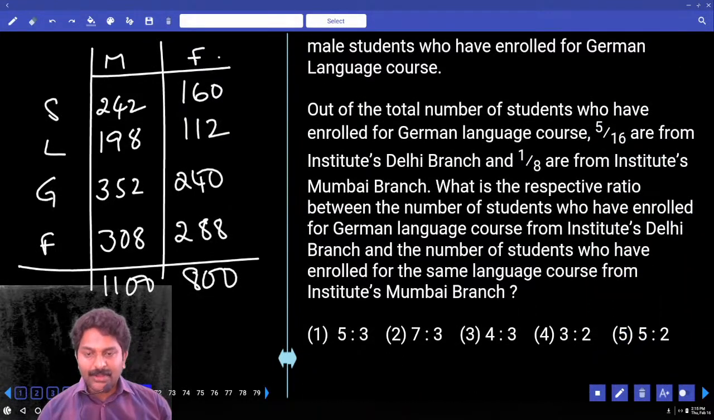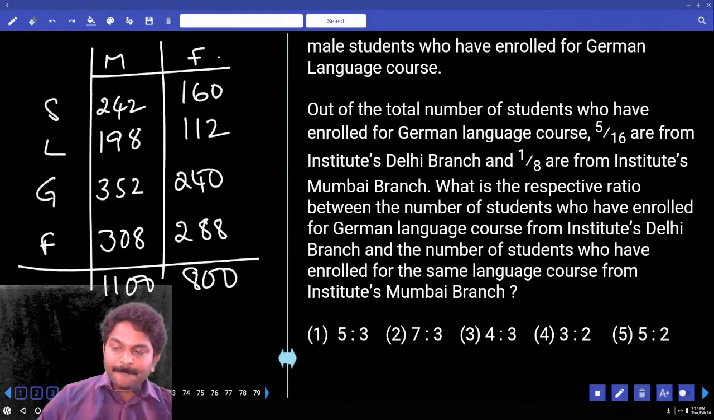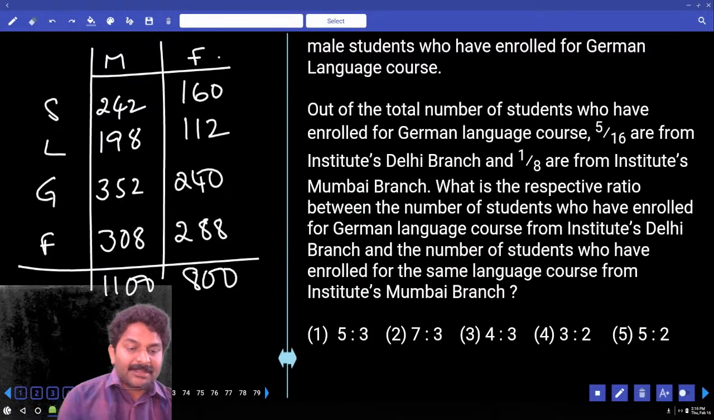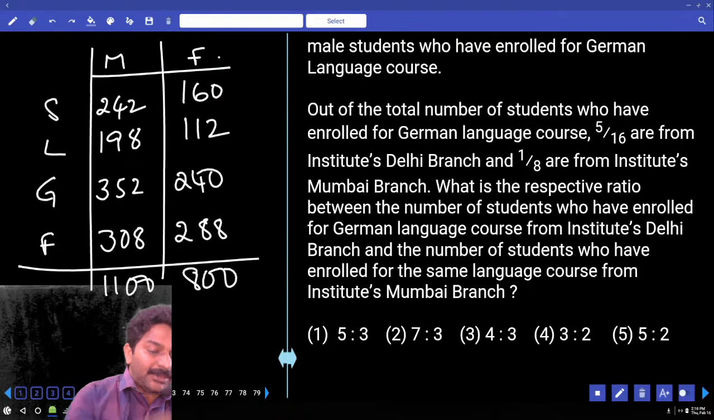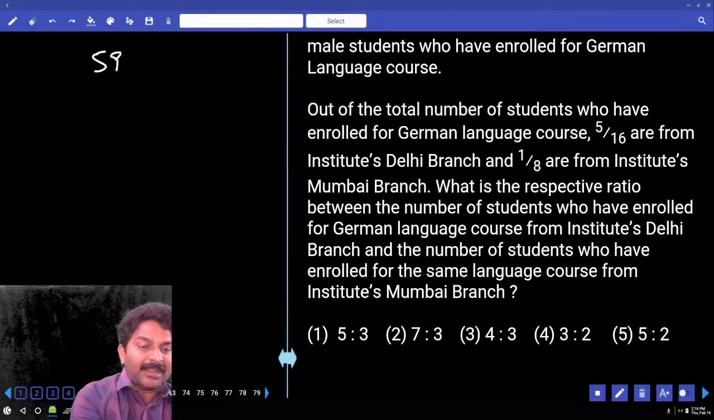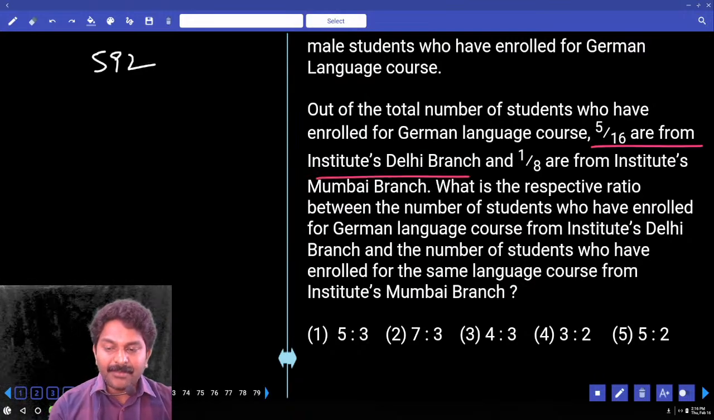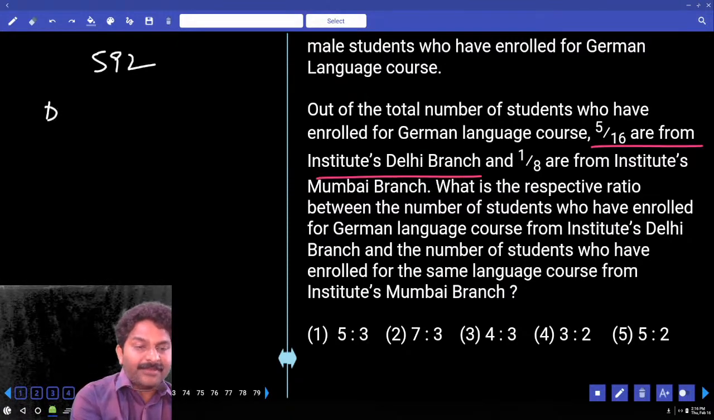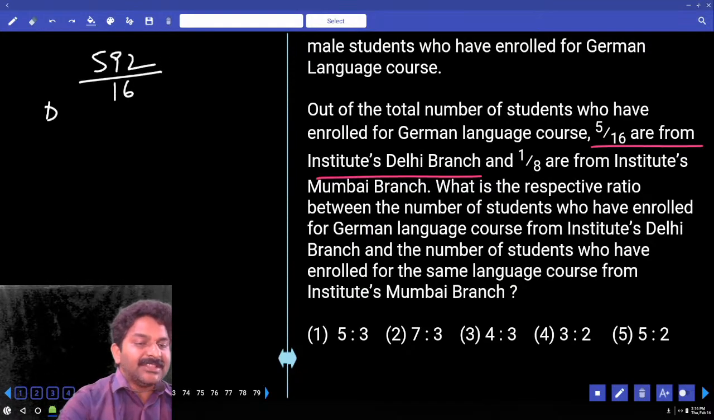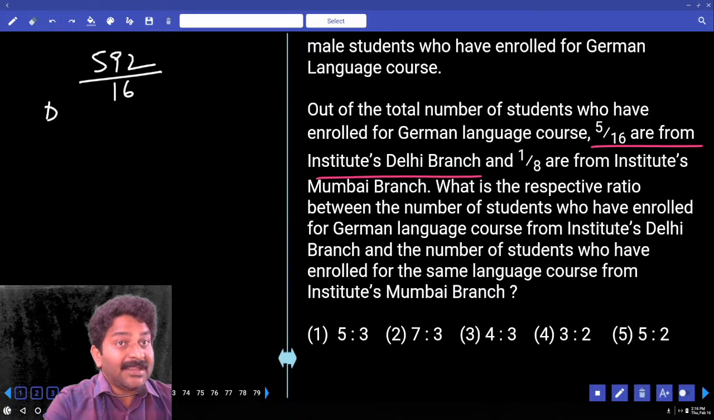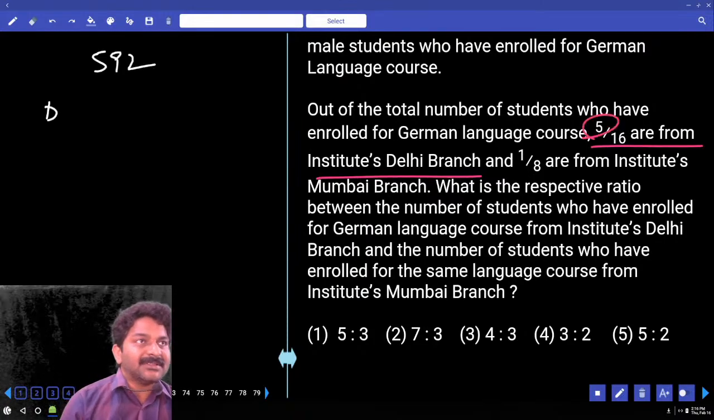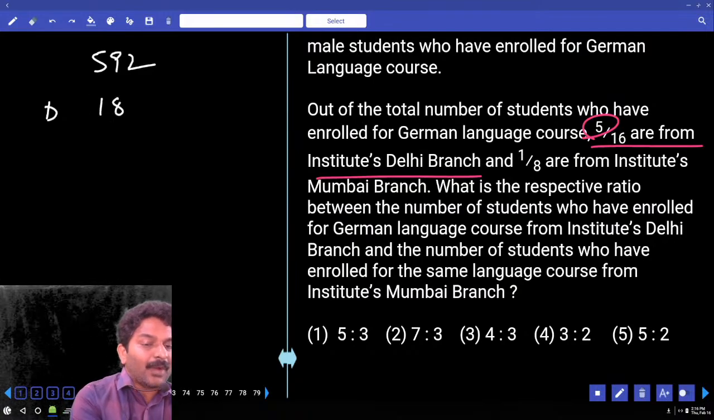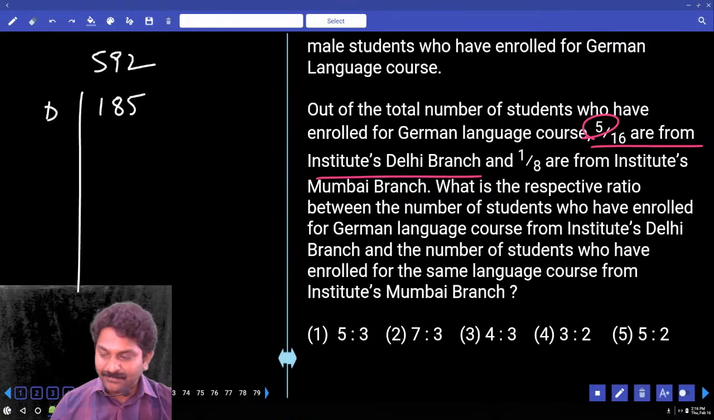Out of the total number of students who enrolled for the German language course, they are talking about students, which means we have to consider both male and female. How much is the total? 592. Out of this 592, the condition starts. 5/16th are from the Delhi branch. Let's calculate. 37 times 5 is 10 times and half, 370, half of that is 185. They are from the Delhi branch.